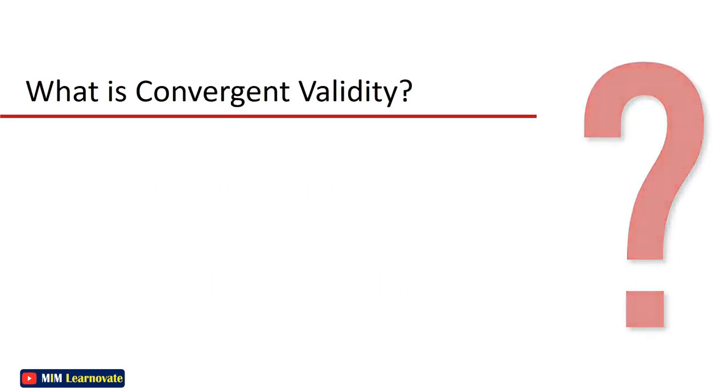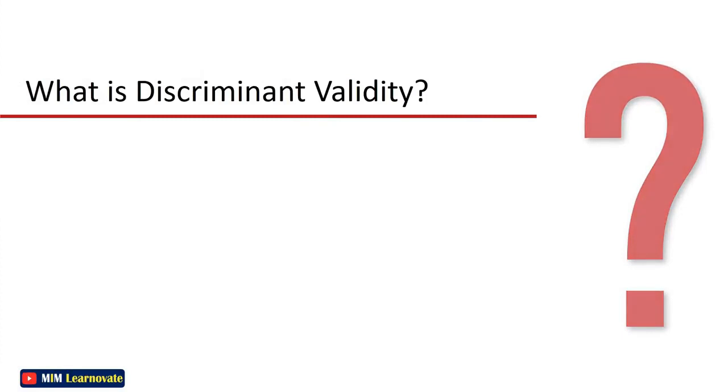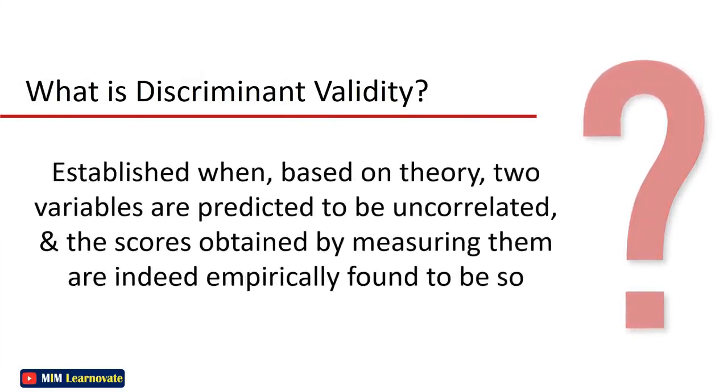What is convergent validity? Convergent validity is established when the scores obtained with two different instruments measuring the same concept are highly correlated. What is discriminant validity? Discriminant validity is established when, based on theory, two variables are predicted to be uncorrelated and the scores obtained by measuring them are indeed empirically found to be so.